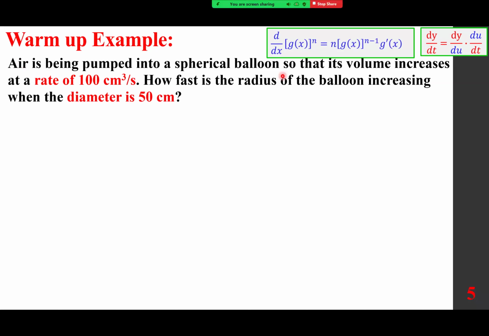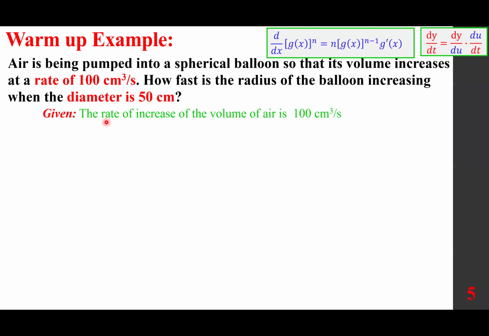Air is being pumped into a spherical balloon so that its volume increases at a rate of 100 cubic centimeters per second. How fast is the radius of the balloon increasing when the diameter is 50 centimeters? Bear in mind, when you're doing related rates problems, those are word problems, okay? So we need to understand what's given, what's missing, and then change it symbolically. So what is given? The rate of increase of the volume of air is given to be 100 cubic centimeters per second.